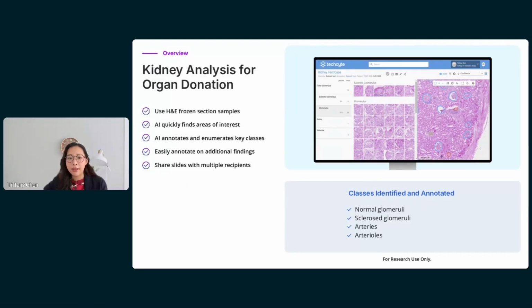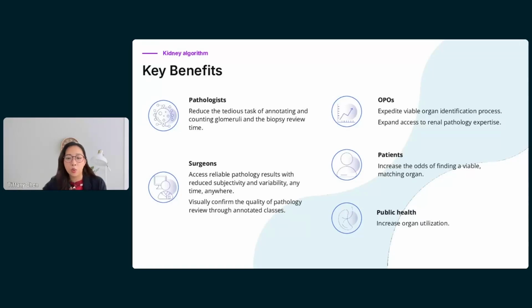So some major key benefits: this really affects all the major stakeholders in the kidney transplantation process. Like I've mentioned, for pathologists, this can really help reduce the task of having to annotate and count. And a lot of times this comes at odd hours, like 2 or 3 a.m., and just being able to count glomeruli at that time of night, you can imagine it's a huge mental load. So being able to alleviate that burden is something that we find to be very valuable for our pathologists. Another thing is expanding access to telepathology. I feel like this affects pretty much everyone on this list as well.